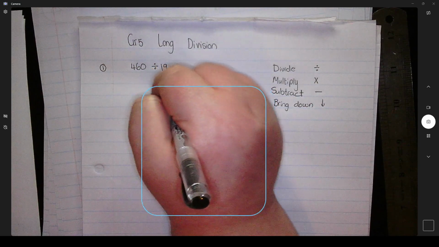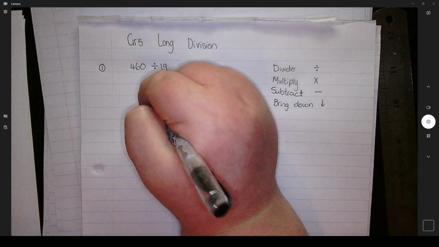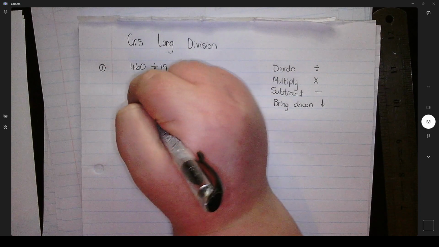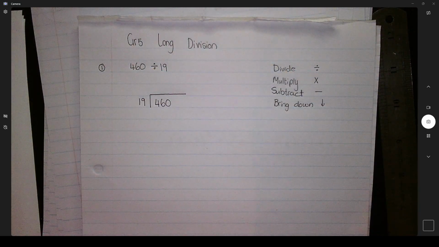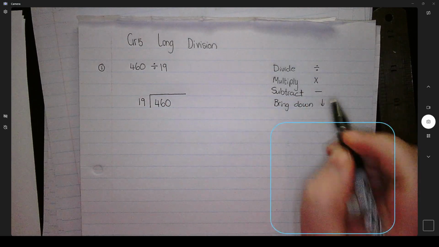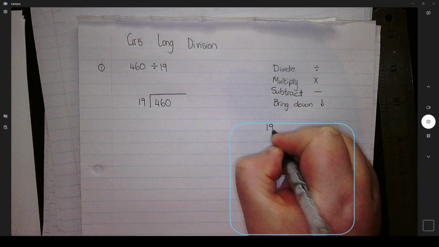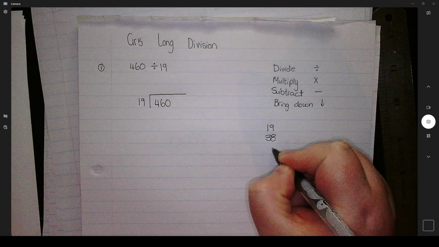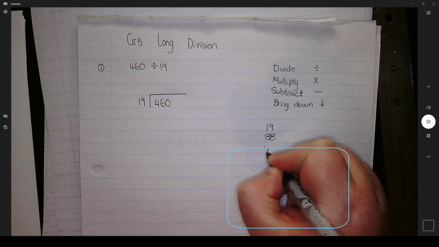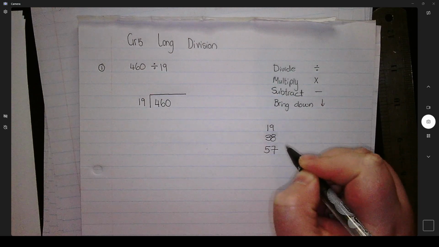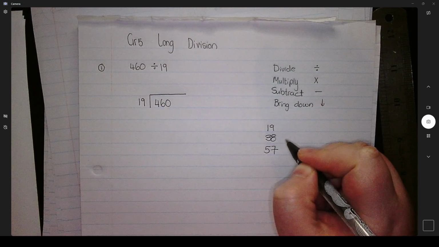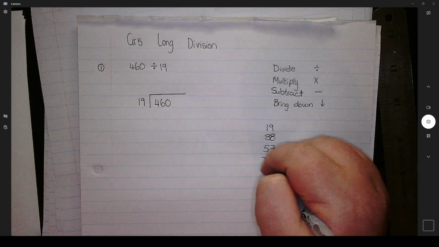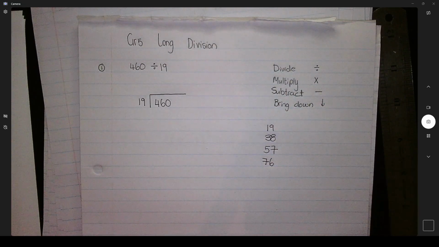You would write your division sign like that and write 460 divided by 19. Now what I'm going to do here is just write down the multiples of 19. 19, 38, 57, I believe. Yes. And I'm going to do one more for now, and then we'll see if we need anything else.